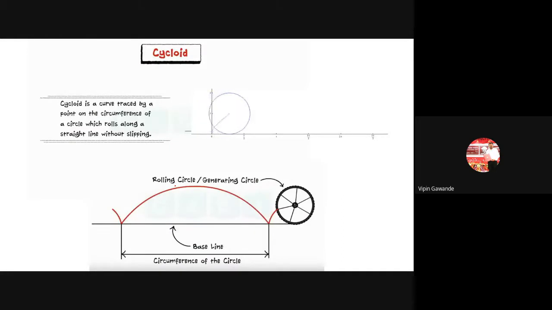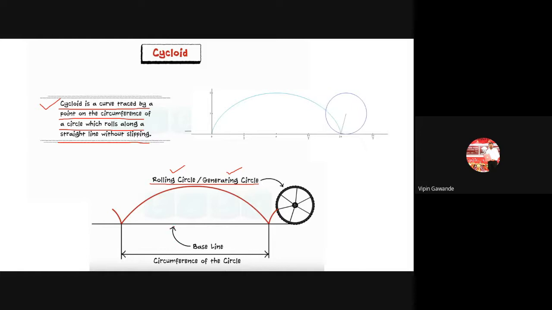Now this one. You have to remember the definitions here. Cycloid. What is a cycloid? A cycloid is a curve traced by a point on the circumference of a circle which rolls along a straight line without slipping. This is the point on the circle, and when the circle is rolling, that's why we call it the rolling circle or the generating circle. You have to remember these two names because this is very important.